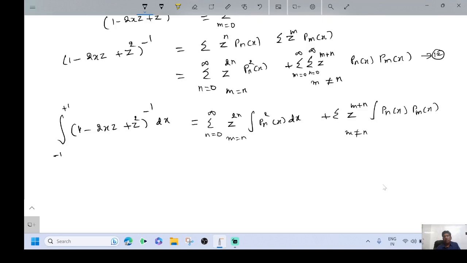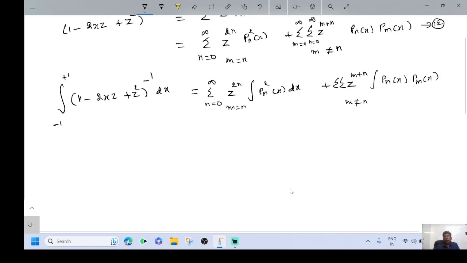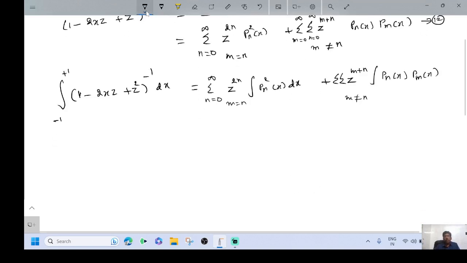Here also the same things. Already we have proved that the value of the integral of pn of x, pm of x, with limits varying from minus 1 to plus 1, is 0 if m not equal to n, from equation 9.